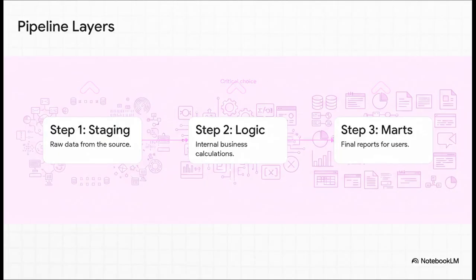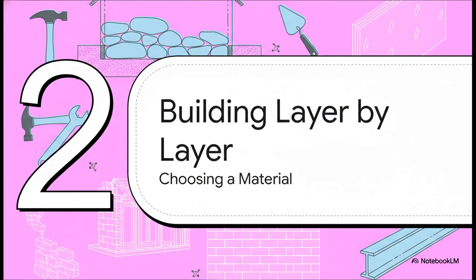Okay, so our project has three main layers. First, we've got staging, where the raw data comes in from the source. Then there's the logic layer. That's for all our internal business calculations. And finally, the Marts layer, which is for the final reports that our users will see. And here's the key. At each one of these steps, we're going to have to make a really important choice. All right, let's start building.